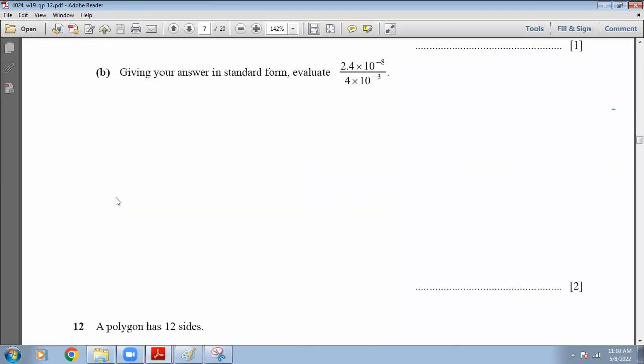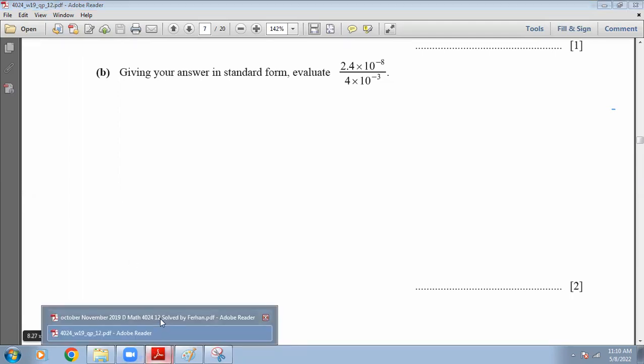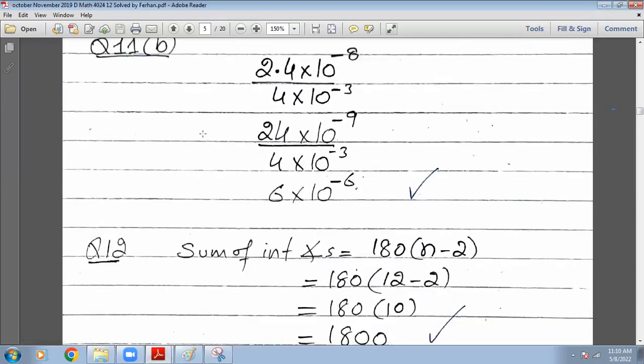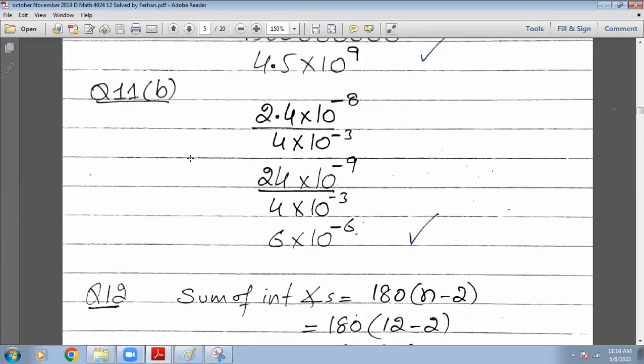He says giving your answer in the standard form, evaluate 2.4 expo minus 8 divided by 4 expo minus 3. Let me show you how this is done. Okay, so move this decimal one step to the right. The power will decrease by 1, so it will become 24 into 10 raised to power minus 9 divided by 4 expo minus 3. 4 and 24 will be cancelled. It will be 6 expo minus 9 minus 3. It will become minus 12. So that's the standard form.